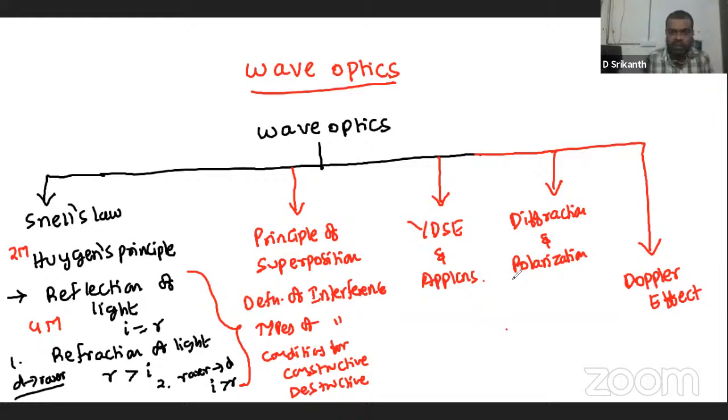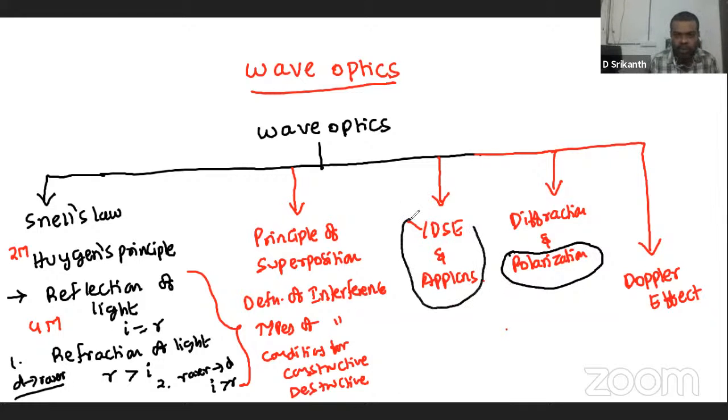Nowadays, from not less than 2015 onwards, they are asking questions on polarization, and YDSE and applications are most important. In 2019 and 2020, they asked one question on diffraction and polarization, and one question on polarization.